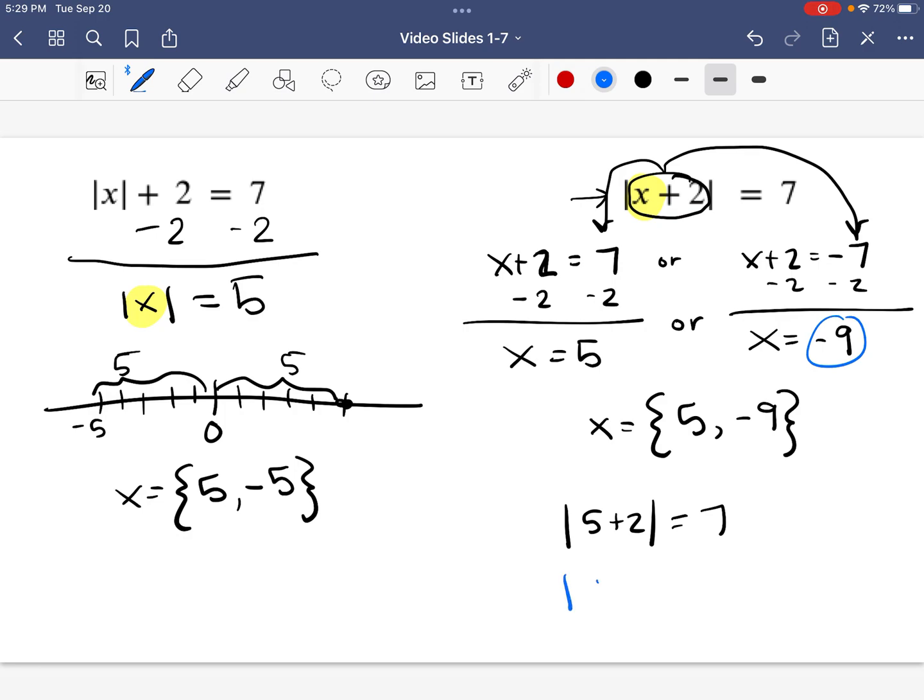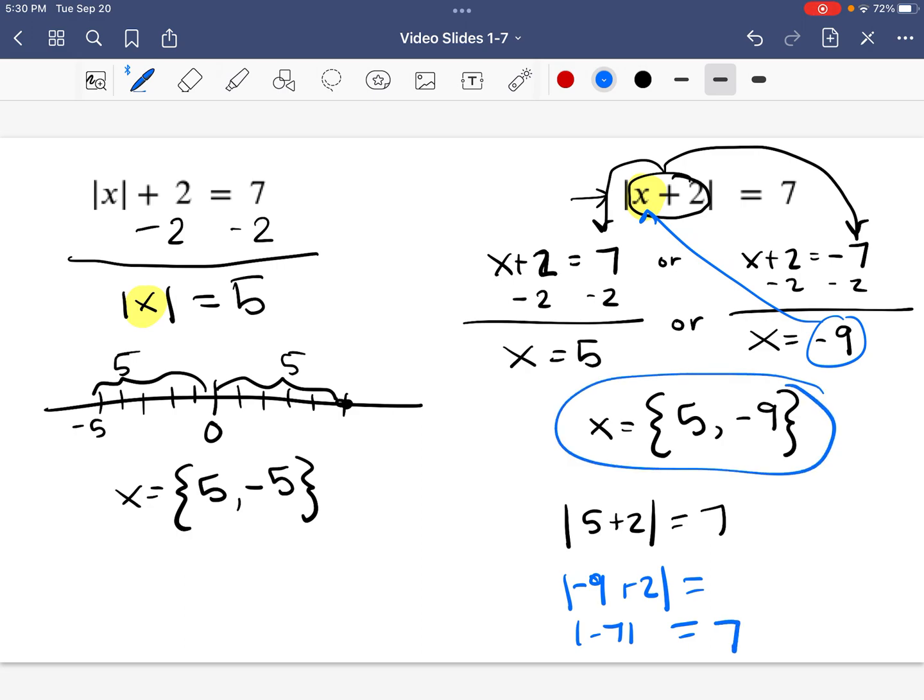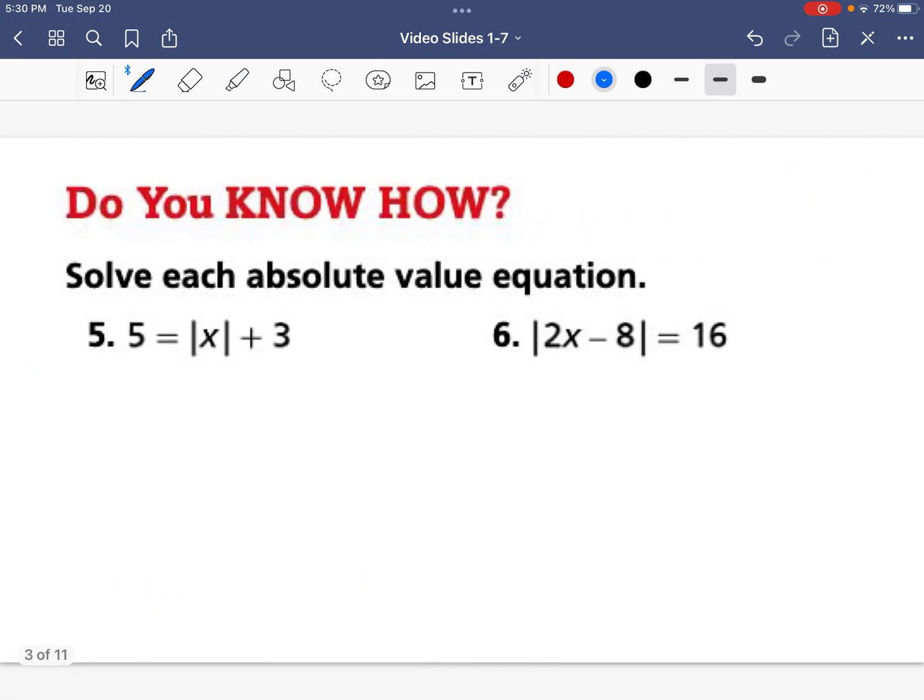What if I plug in the negative 9 now? Negative 9 plus 2. So I just plugged negative 9 right in there. That equals negative 9 plus 2 is negative 7. Oops, sorry. Negative 9 plus 2 is negative 7, and the absolute value of negative 7 is 7. So both of those answers are correct. Take a minute and solve these two absolute value equations and see how you do.